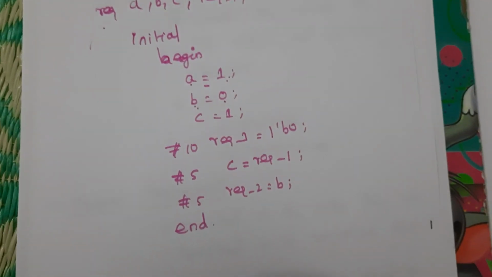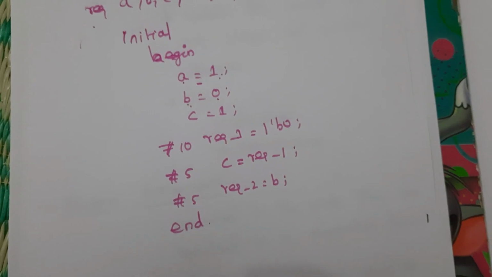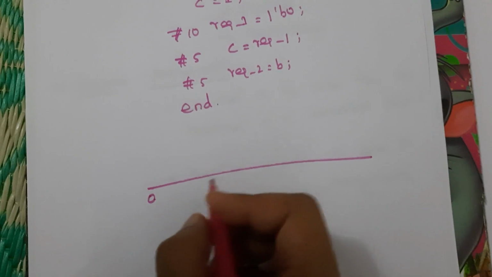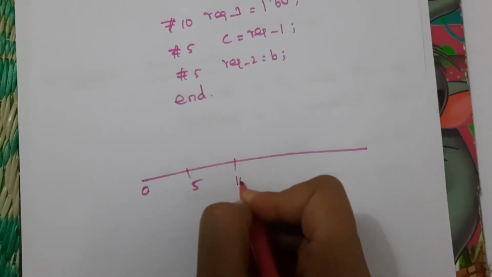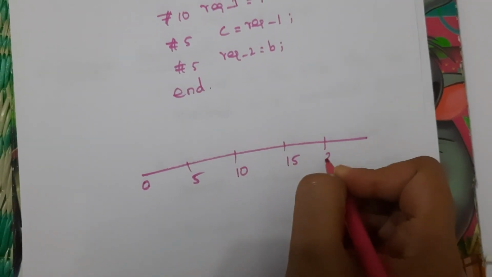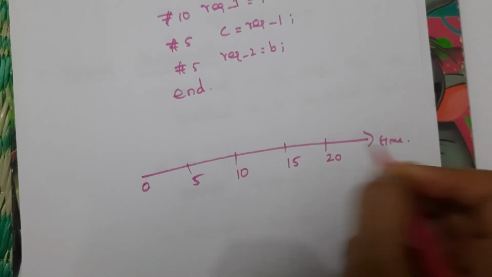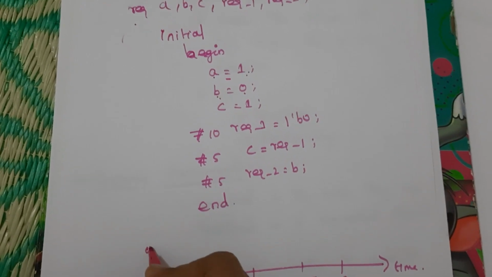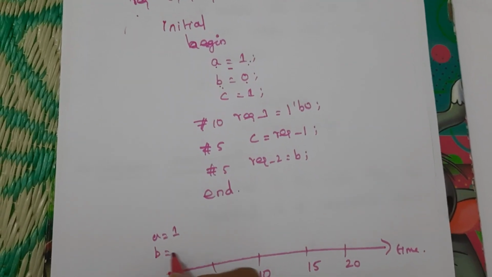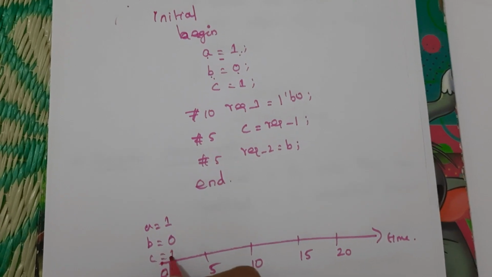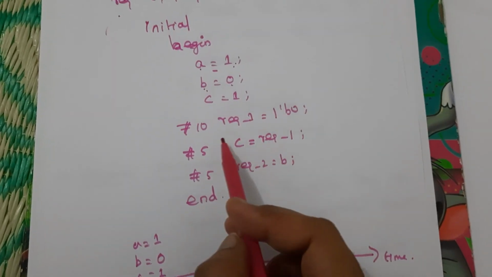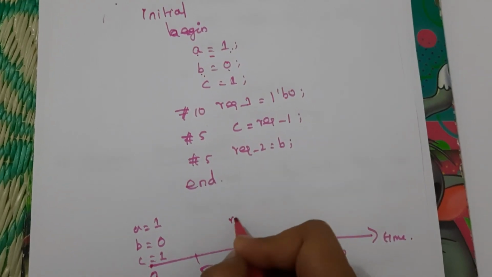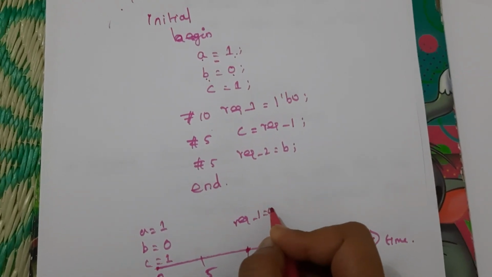So now we get the output. If you take it in a time range, 0, 5, 10, 15, 20, at the initial period the A value is 1. Next we set the B value to 0. Next C is equal to 1. So after 10 nanoseconds, at this point we get the reg1 value. So the value is 0.